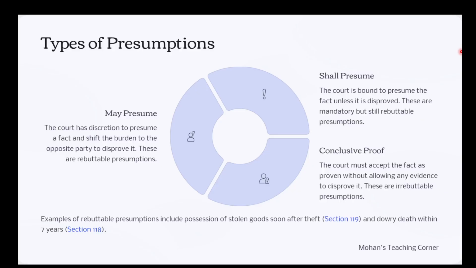Examples for rebuttable presumptions include possession of stolen goods soon after the theft, Section 119, and dowry death within 7 years, Section 118.